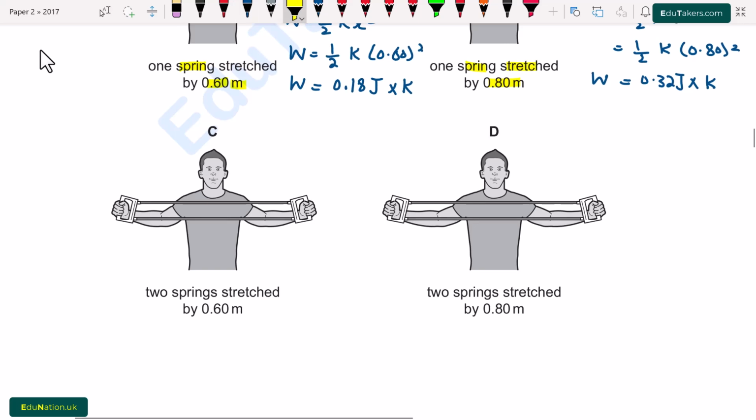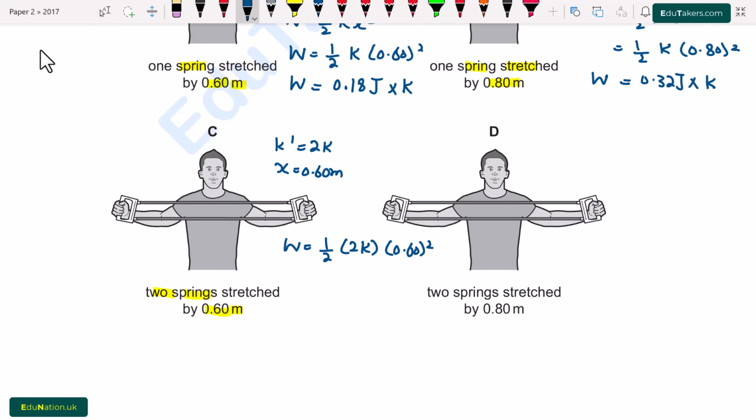In the option C, there are two springs stretched by 0.60 meter. So I write here k prime is equal to 2k because there are two springs, and x is equal to 0.60 meter. So work will be equal to 1 over 2, 2k and 0.60 square. It will be equal to 0.36 multiplied by k. In the last option D, again there are two springs stretched by 0.80 meter.